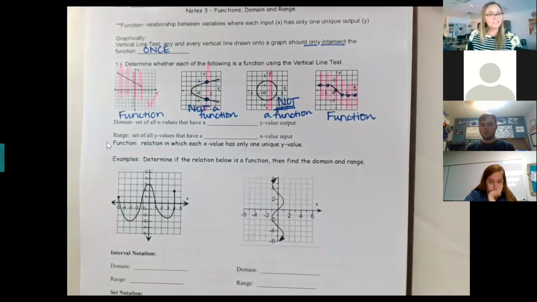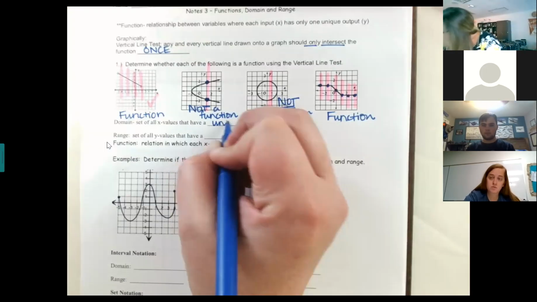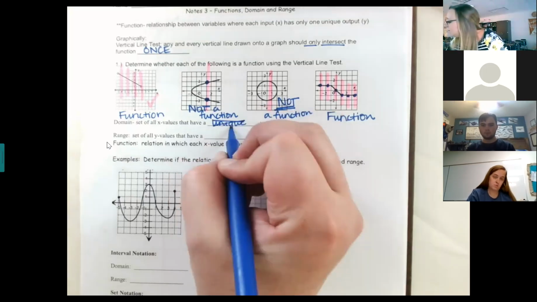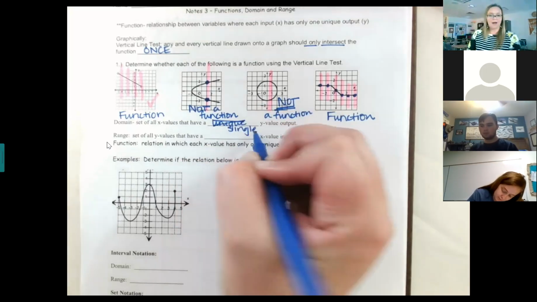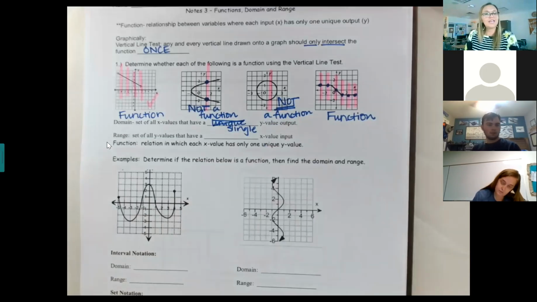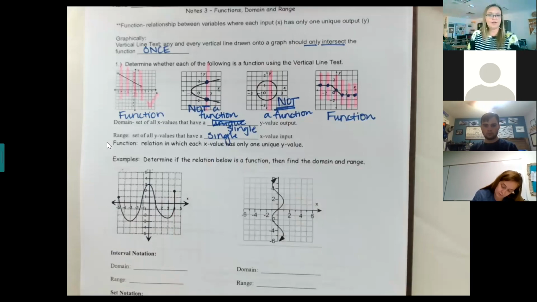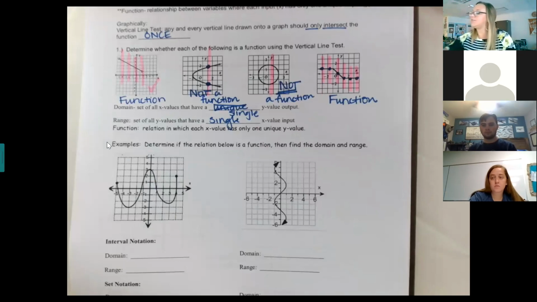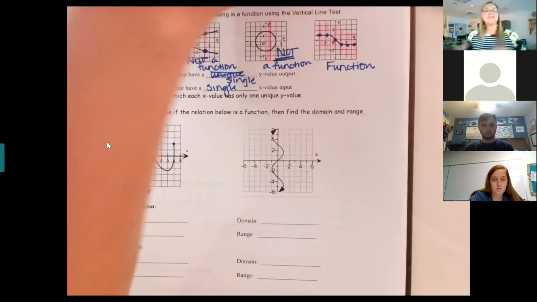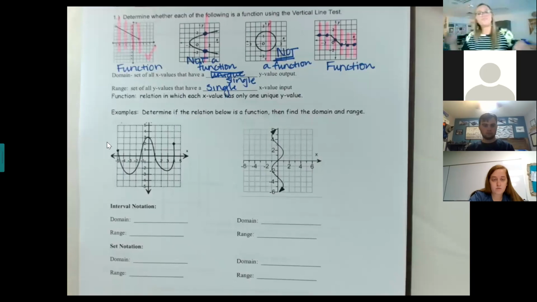The other thing you need to know is domain and range. Domain are all of your x values that have a single y value output, and your range are all of the y values that have a single x value. But realistically, especially when you're looking at the graph, what you're mainly going to be looking for is how far does your graph go to the left, how far does it go to the right, and then how low does it go, and how high does it go.